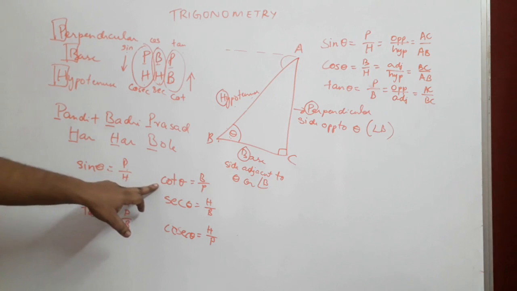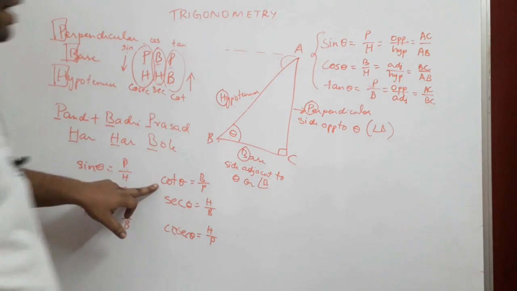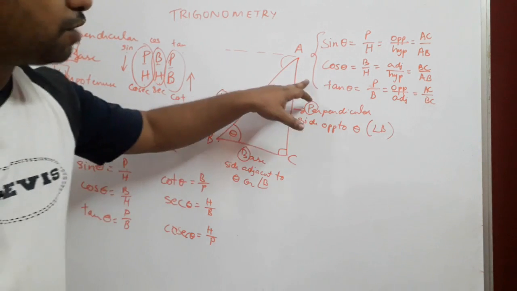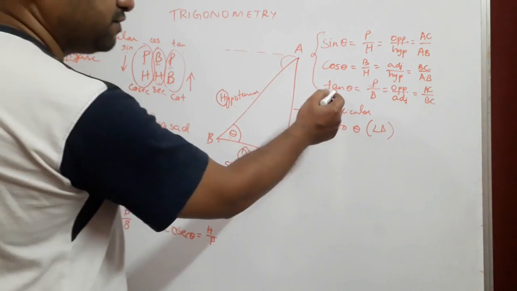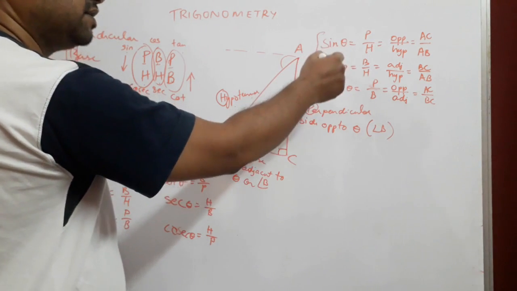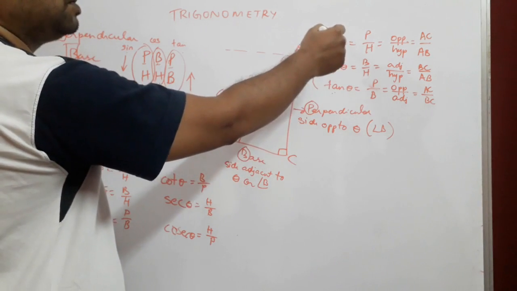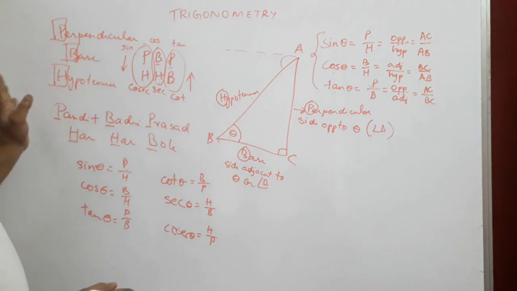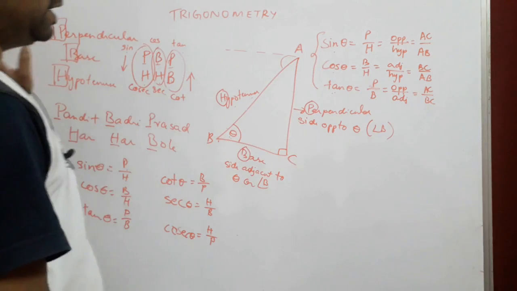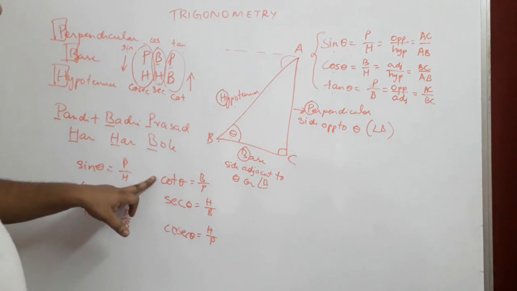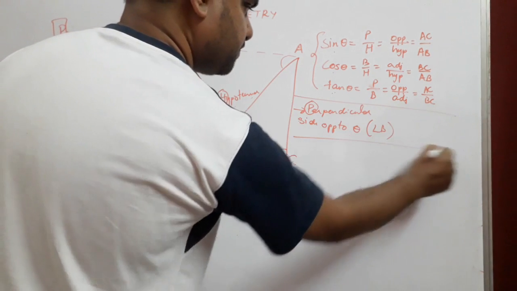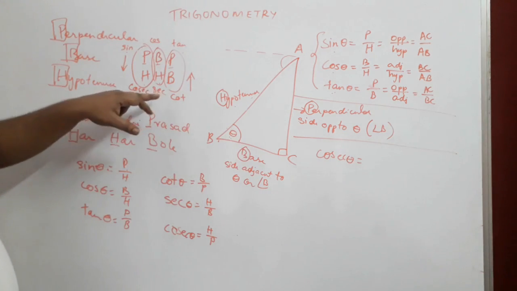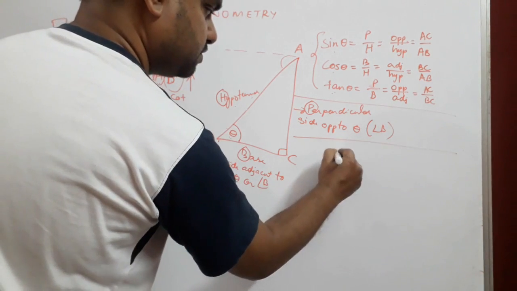Now moving further. So this was your sine, cos, tan. And the remaining cot theta, sec theta, cosec theta are just opposites of these. Going reverse, cot is the opposite of tan, then sec is the opposite of cos, and cosec is the opposite of sine. Remember, cosec is not the opposite of cos. Do not make that mistake. Cosec is always the opposite of sine theta. So we'll go to the next one, that is cot theta. We'll do cot theta first.